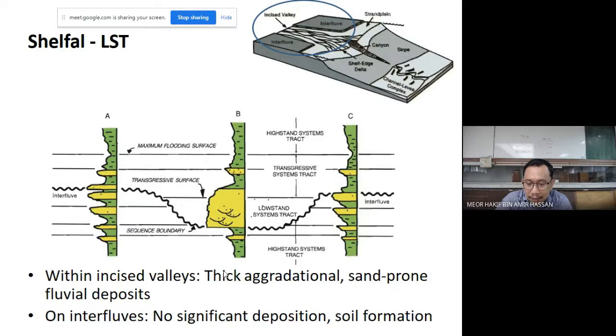Thick, aggradational, sand-prone fluvial deposits. Right? That's characteristic of the LST in incised valleys. But that is what is happening inside the valleys. Kan? Dalam lembah sungai macam itulah.